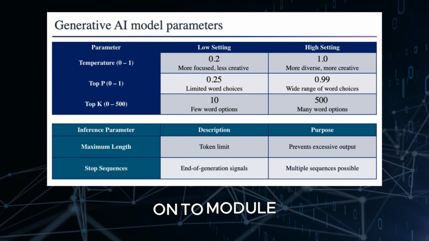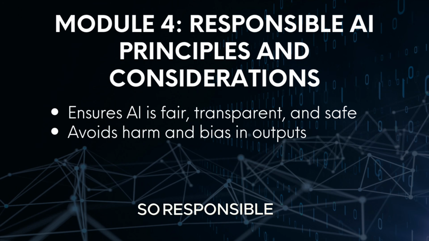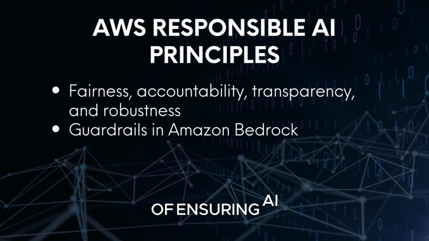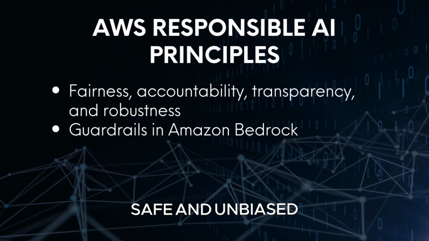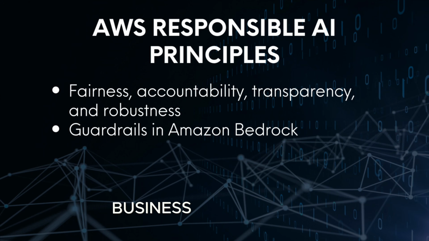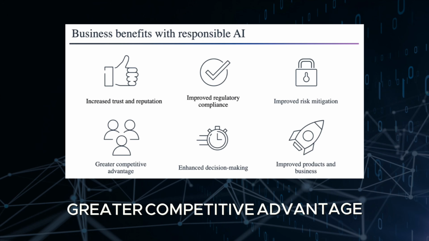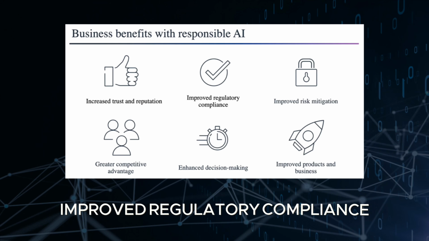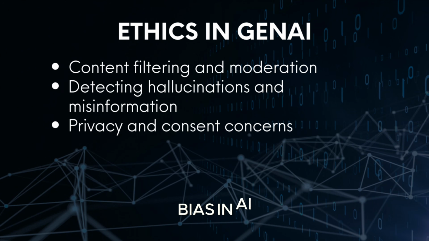Now you move on to module 4 with responsible AI principles and considerations. So responsible AI is the approach of ensuring AI systems are designed, developed, and deployed in an ethical, safe, and unbiased manner. So then what are the business benefits with responsible AI? Well, you get increased trust and reputation, greater competitive advantage, improved regulatory compliance, enhanced decision-making, improved risk mitigation, and improved products and businesses. But now, how do we go about mitigating bias in AI systems?